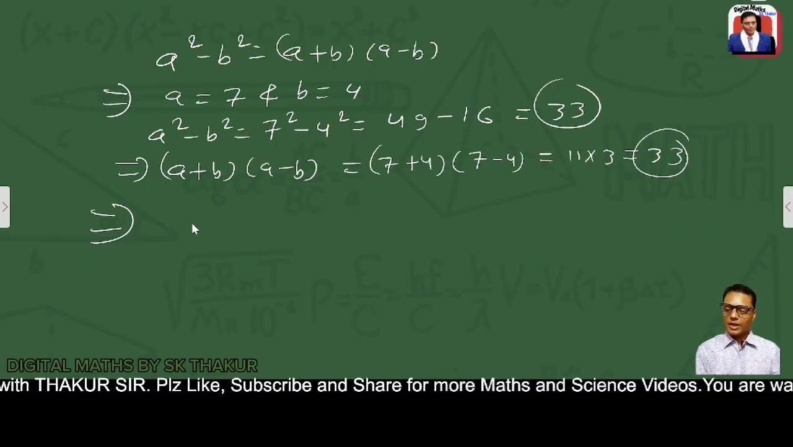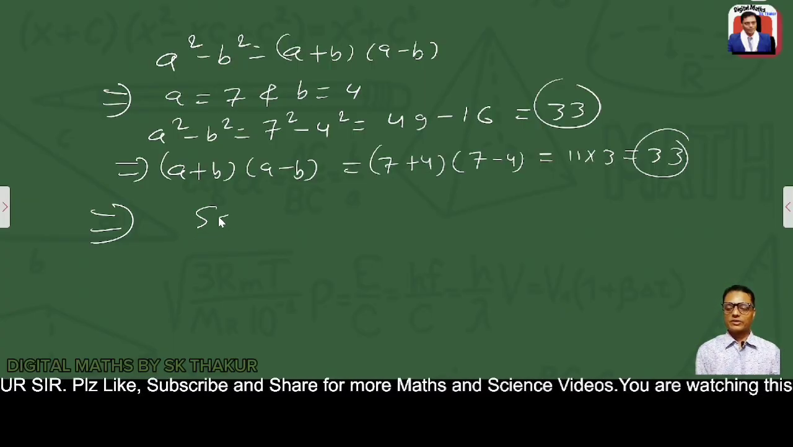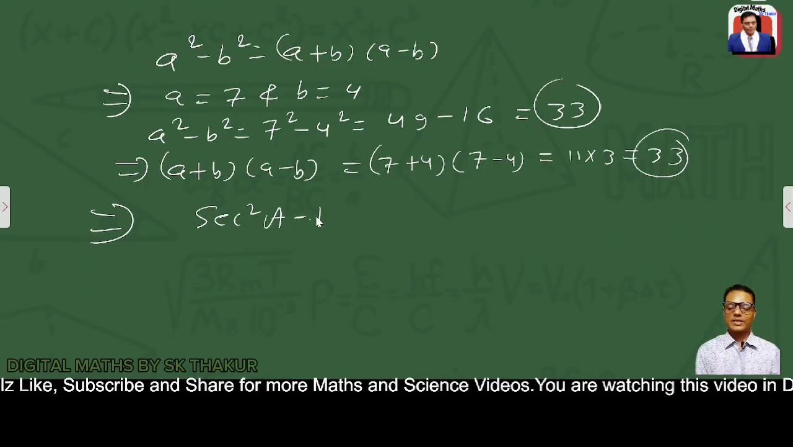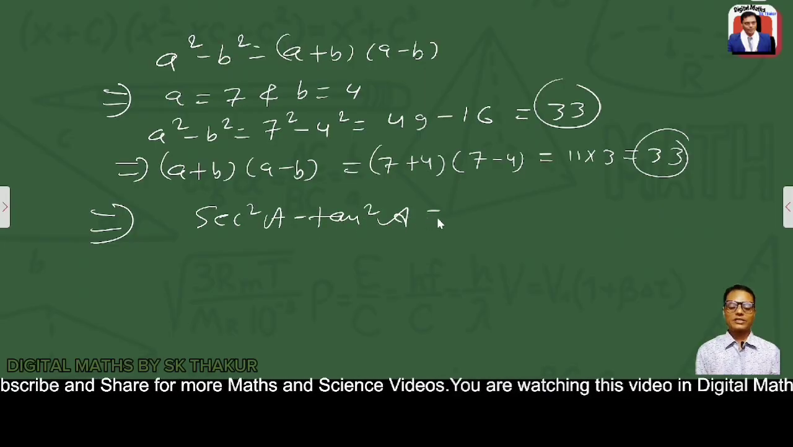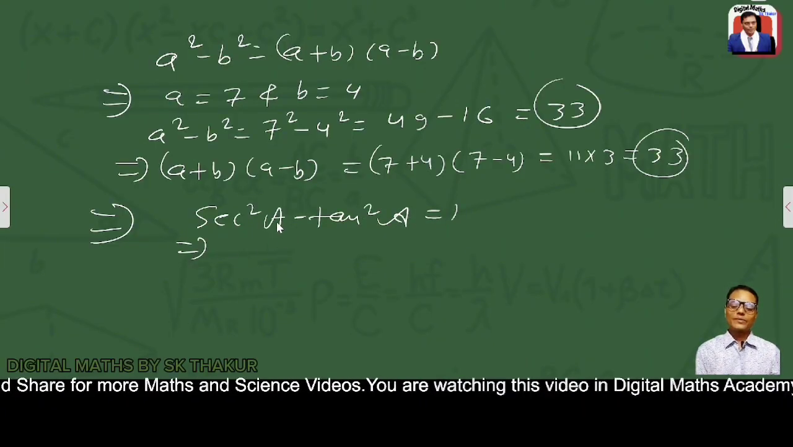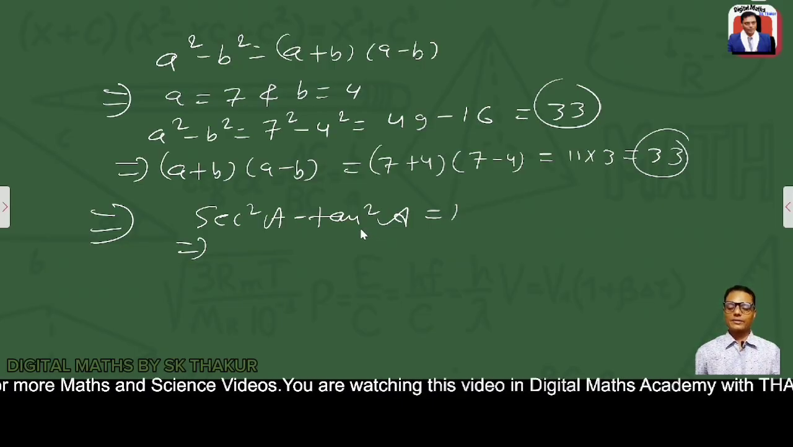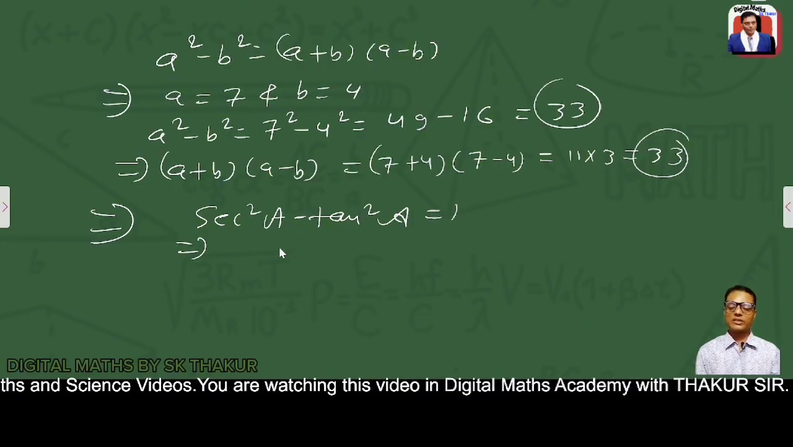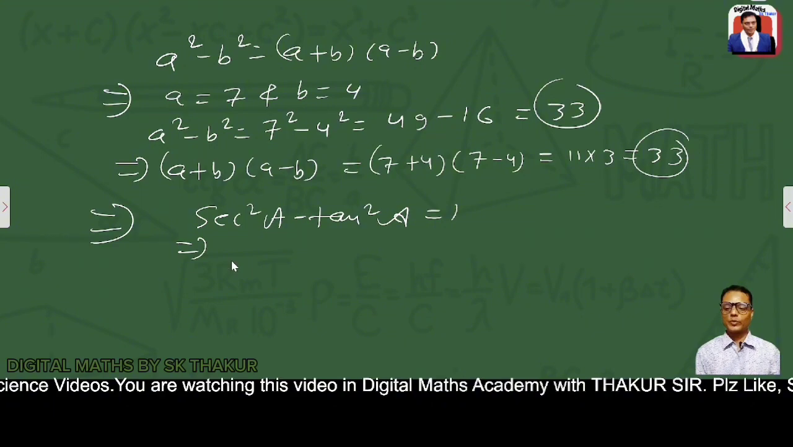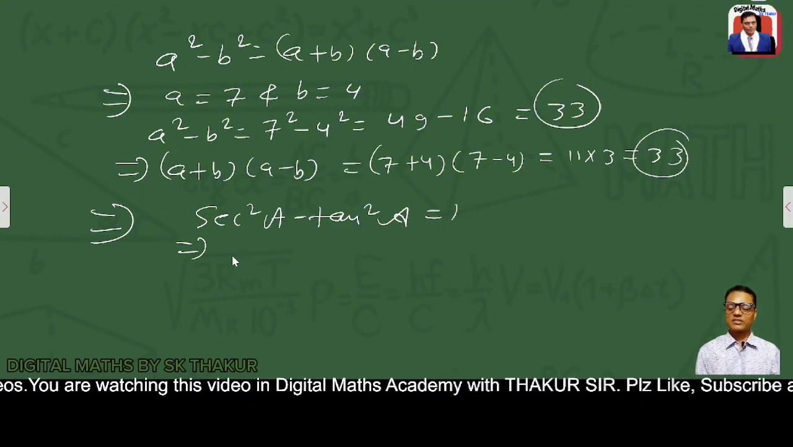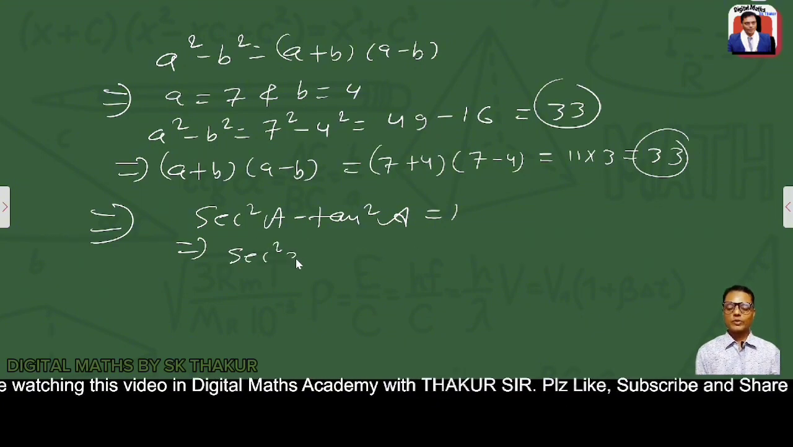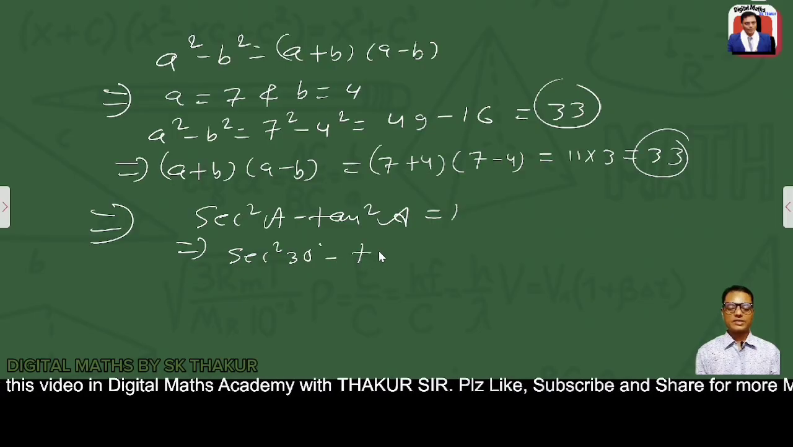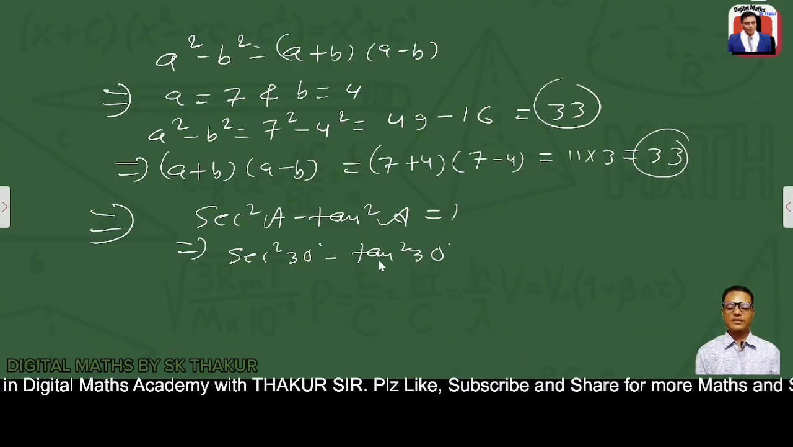In some identity, for example, we have here sec square A minus tan square A equals 1. So if you put the value of A at any angle, for example 0 degree, 30 degree, let's put the value of A as 30 degrees. So we can write here sec square 30 degree minus tan square 30 degree. That's the left hand side.